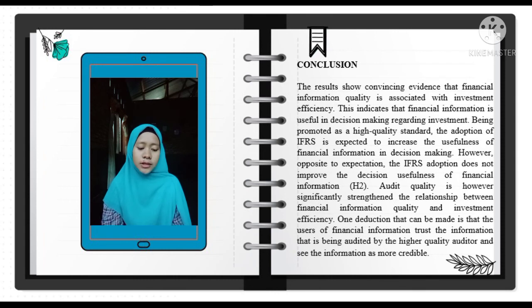For H2, audit quality, however, significantly strengthens the relationship between financial information quality and investment efficiency. One deduction that can be made is that the users of financial information trust the information that is being audited by the higher quality auditor and see the information as more credible.